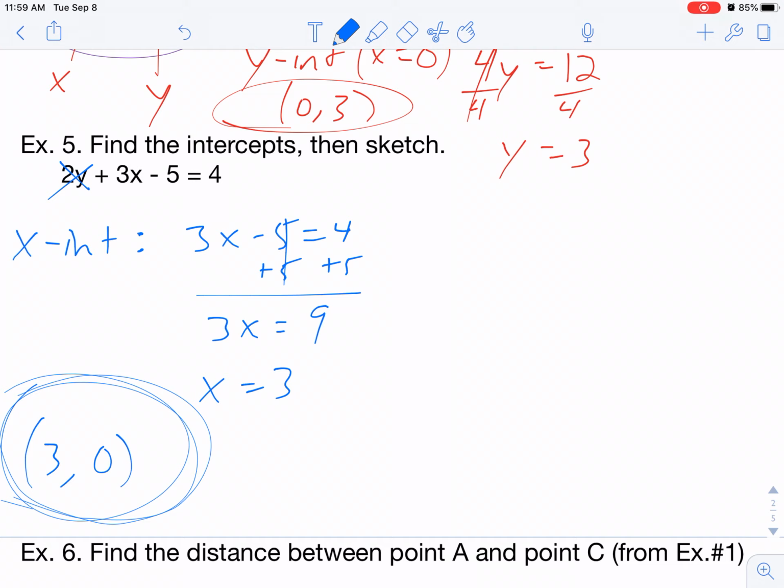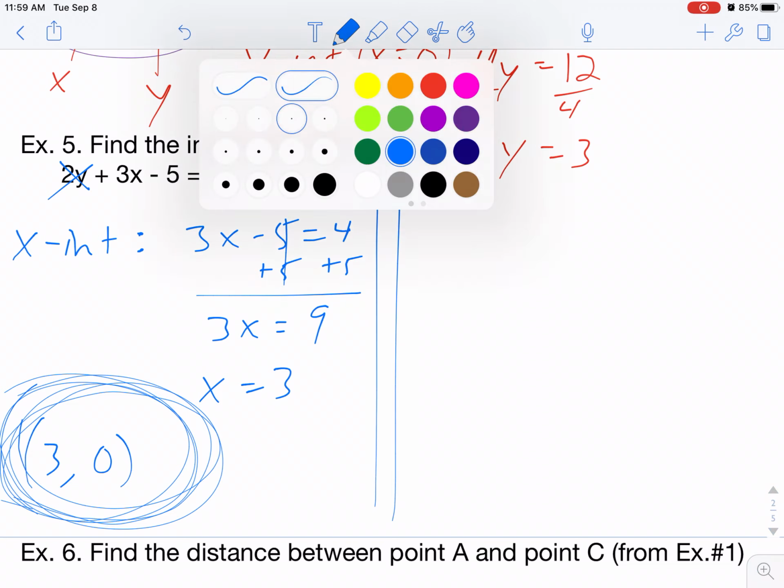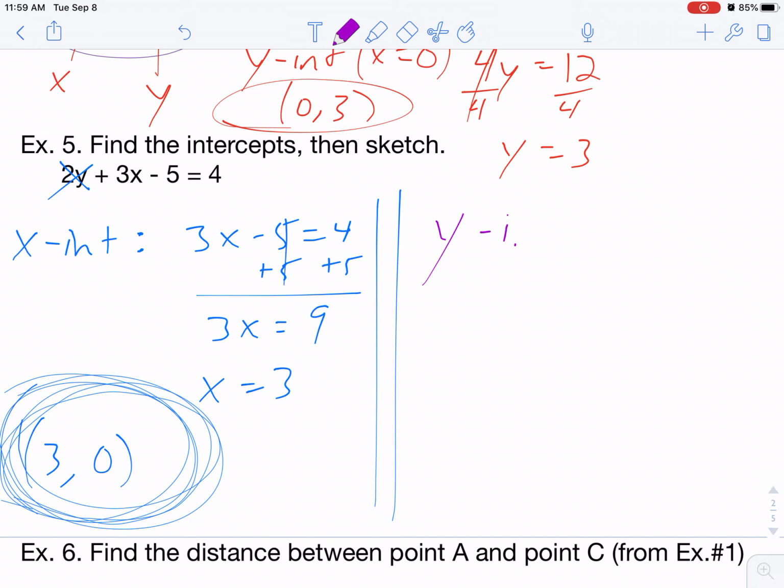Okay, so on a test, even if we were in regular class, I would mark that wrong if you just wrote x = 3. That's not the proper notation. Okay, (3, 0) is the x-intercept because it is a point on the graph. It should be written as an ordered pair.